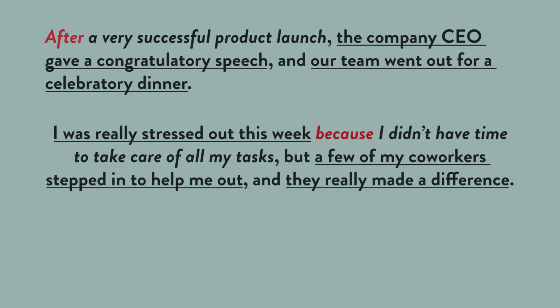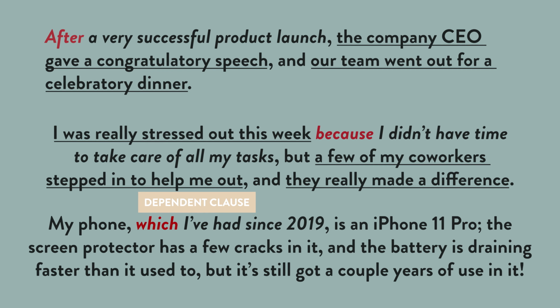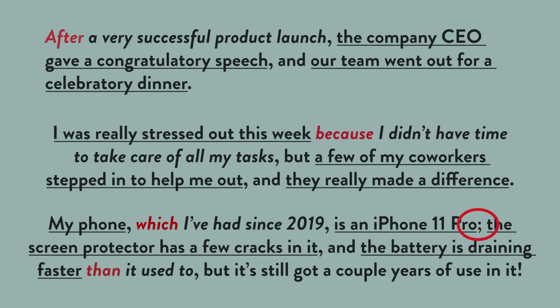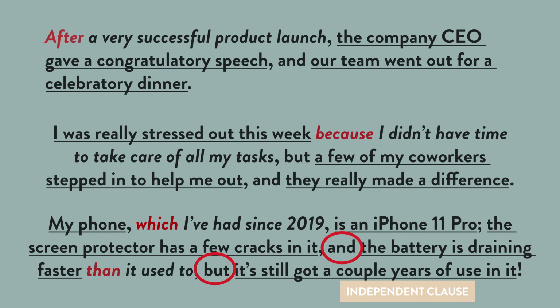Okay, let's look at the last one. This sentence begins with a relative clause dropped into the middle of an independent clause. The relative clause is, which I've had since 2019. The independent clause is around the relative clause. It's, my phone is an iPhone 11 Pro. Unlike the previous example sentences, this independent clause is connected to the next independent clause with a semicolon. Next, we have an independent clause and a dependent clause together. The independent clause is, the battery is draining faster. And the dependent clause is, than it used to. Finally, we have one more independent clause. It's still got a couple years of use in it. These are all connected with coordinating conjunctions.